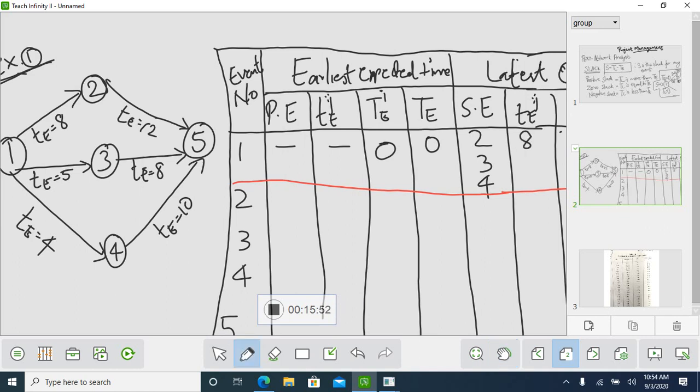So if you take 1 to 3, what is TEIJ here? It is 5. So make a note 5. So next 1 to 4, if you take, what is TEIJ? That is 4. So this is your TEIJ. Next you will be seeing TL.